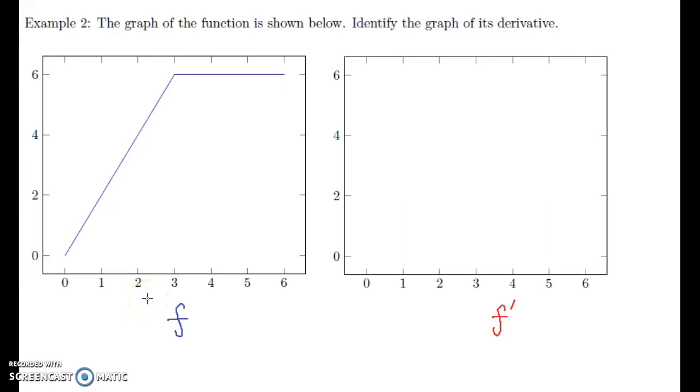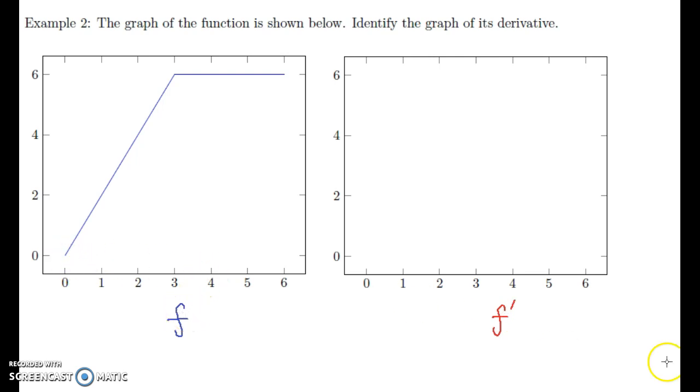Section 2.2, Derivative as a function. Example 2. The graph of the function is shown below. So this is a graph of function f. As you can see, it's continuous over the interval 0 to 6. We want to identify the graph of its derivative. What it means is just draw the graph of its derivative f prime.